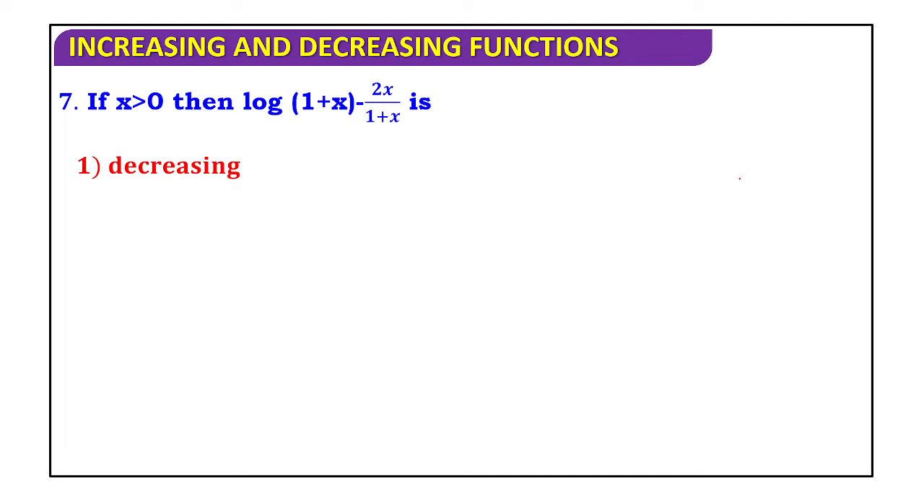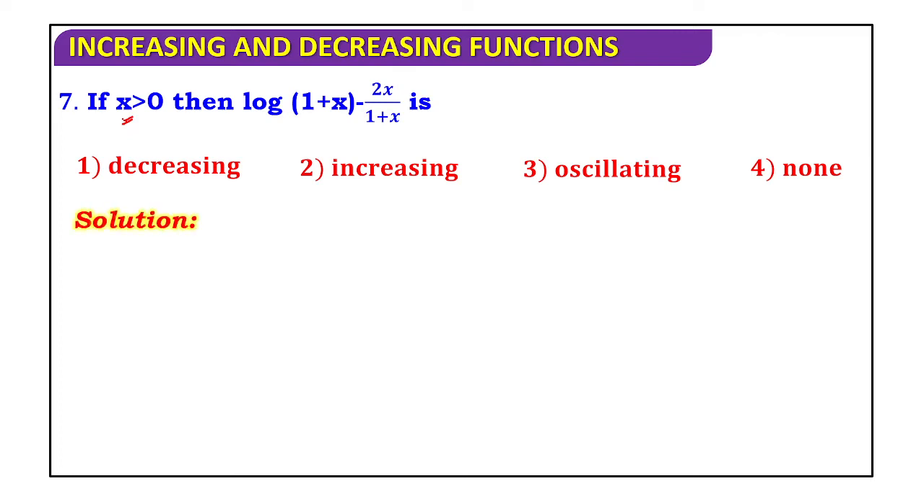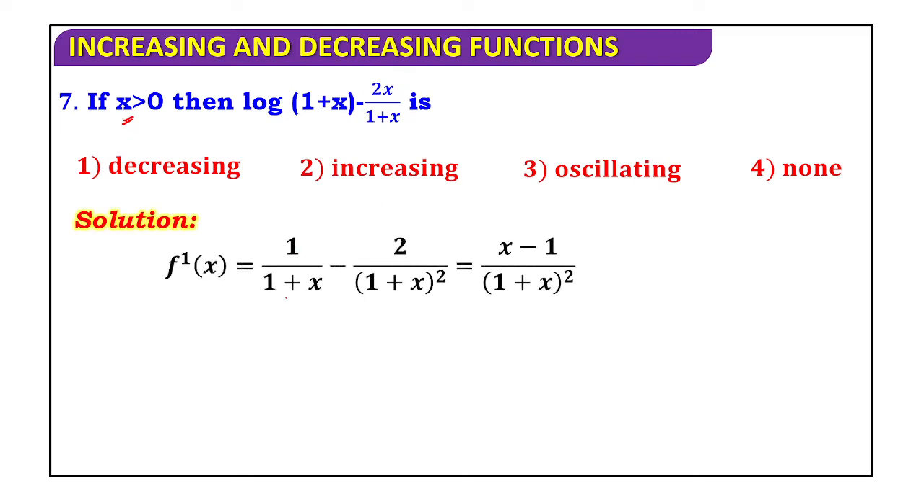Okay, if x is greater than 0, then log of 1 plus x minus 2x divided by 1 plus x is decreasing, increasing, oscillating, none of this. Okay, they are asking for x greater than 0. No problem. First, you just differentiate the given function. By differentiating the given function, you are going to get 1 by 1 plus x minus 2 by 1 plus x whole square, that is equal to x minus 1 divided by 1 plus x whole square.